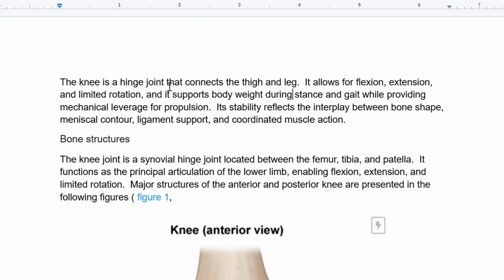The knee is a hinge joint that connects the thigh and leg. It allows for flexion, extension, and limited rotation, and it supports body weight during stance and gait while providing mechanical leverage for propulsion. Its stability reflects the interplay between bone shape, meniscal contour, ligament support, and coordinated muscle action.